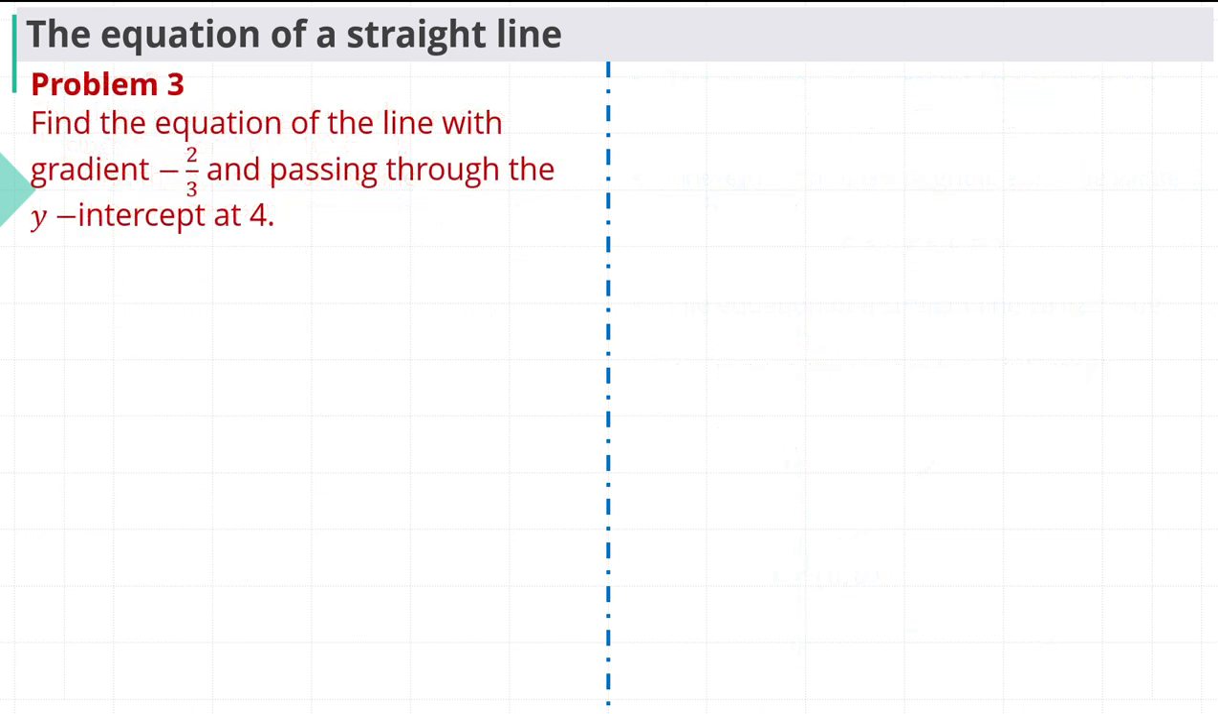Find the equation of the line with gradient minus 2 over 3 and passing through the y-intercept. The question has given us the gradient as minus 2 divided by 3 and y-intercept at 4. In the previous example, we saw that at the y-intercept, the x-coordinate is 0.